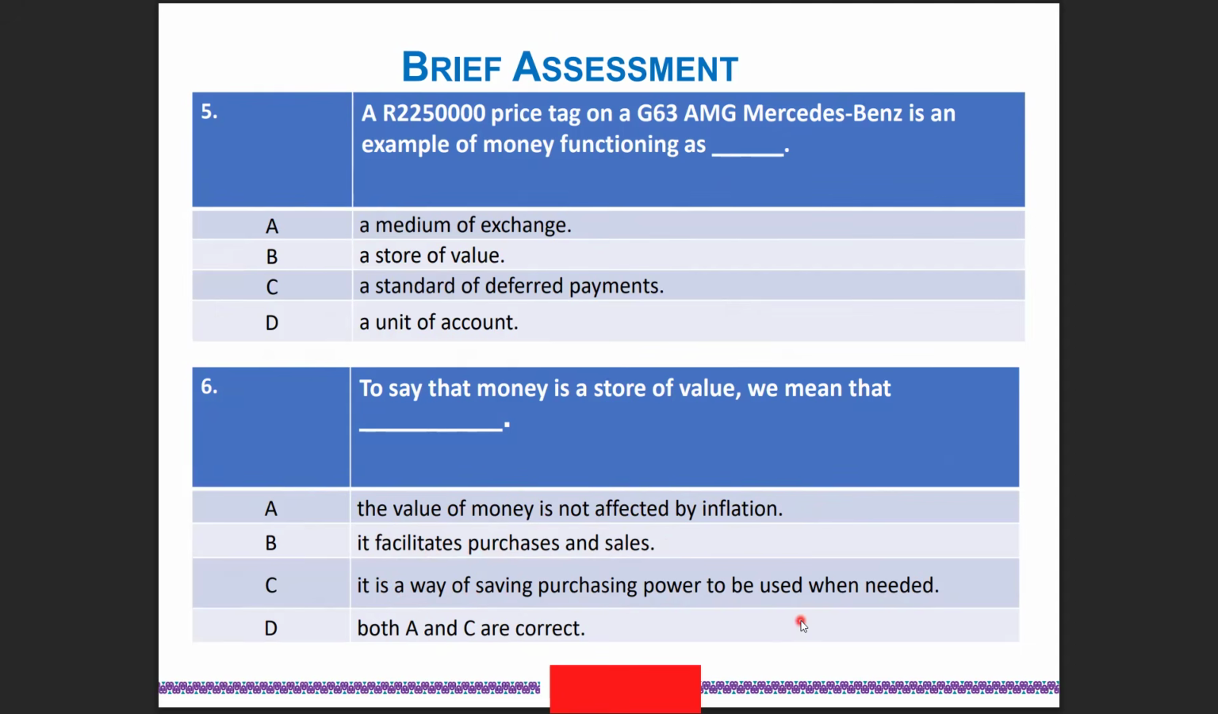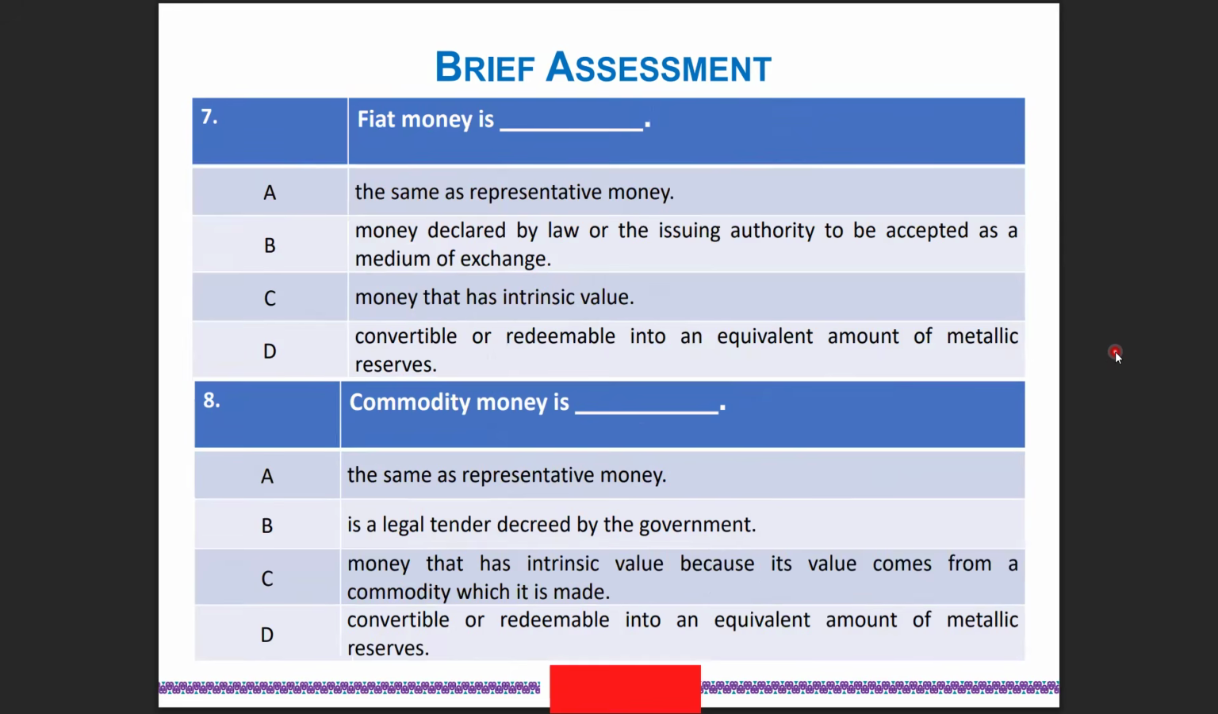Both A and C are correct. Okay, which one is the answer here, guys? Yeah, you got it right. The answer is C, because you save your purchasing power, right? The key word was saving. Because I told you guys, if you say store, just think of storing something, saving something, because with the store of value, you want to save your money, you want to hold your money, then use it at a later stage, right?